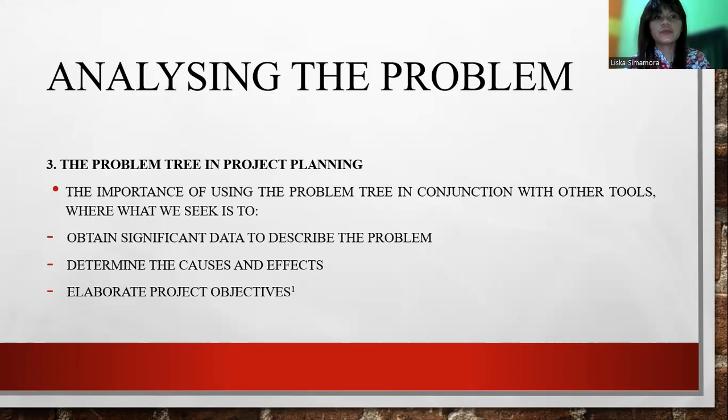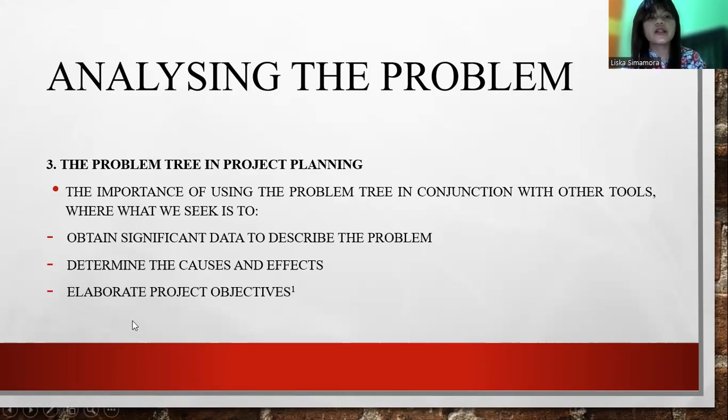The third topic: the problem tree in project planning. We can use this problem tree in project planning, first in order to obtain significant data to describe the problem, because we use different tools to identify different causes. The second one is to determine the causes and effects, so we can recognize what is the cause in the root and what are the effects in the branches or the leaves.